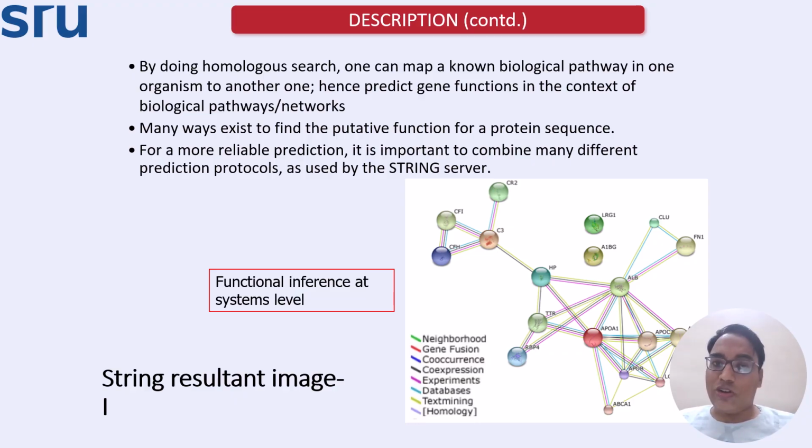So by doing a homologous search, one can map a known biological pathway in one organism to another one. It's like I have been explaining to all of you. Hence, predict gene functions in the context of biological pathways and networks. You can always connect. Many ways exist to find the putative function of a protein sequence. It is not known, it may be a putative function. Okay. For more reliable prediction, it is important to combine many different prediction protocols. This is used by the STRING server.